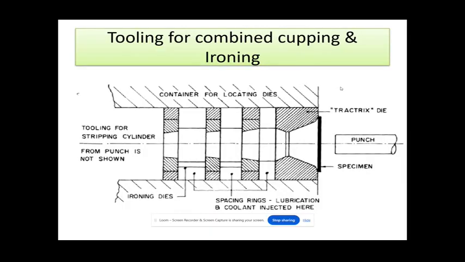This figure shows the tooling arrangement for the combined cupping and ironing operation. For example, take Coca-Cola cans and Pepsi cans, two-piece cans. These two-piece Coca-Cola or Pepsi cans can be obtained using this process. Here, the punch is available. Over the die, sheet metal is placed. As the punch advances down, a cup is drawn. This cup is ironed out in three different stages. Finally, a deeper cup can be obtained.